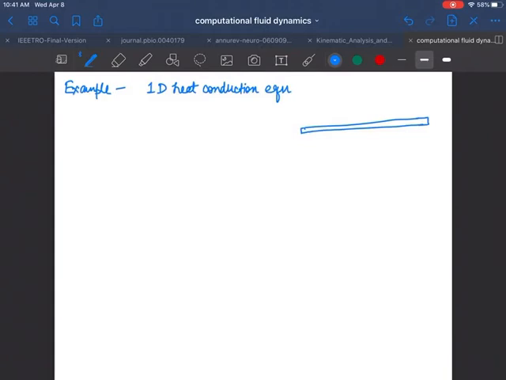The one-dimensional Fourier law is given as d by dx, K is the thermal conductivity of the material, dT by dx, the temperature, the dependent variable, plus some source term is equal to 0. Very simple one-dimensional heat conduction equation. Now we want to apply this governing equation over this one-dimensional domain.